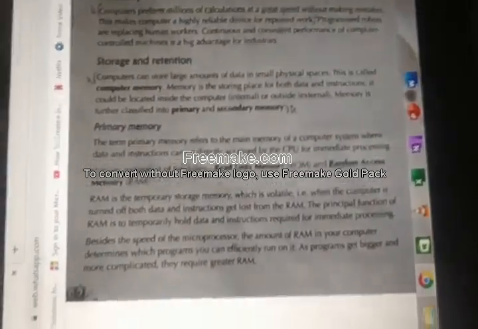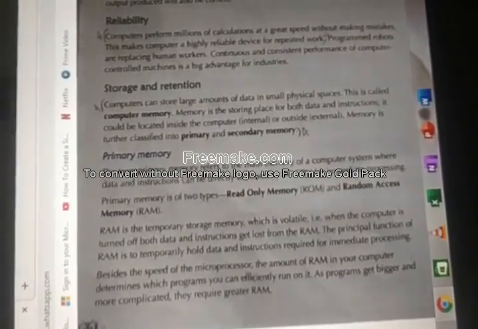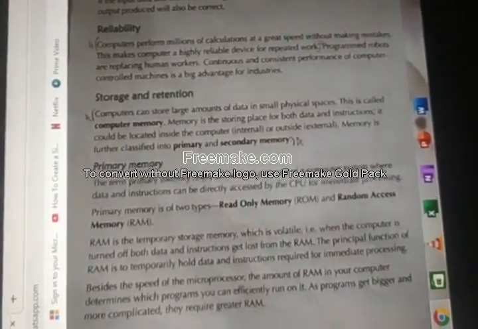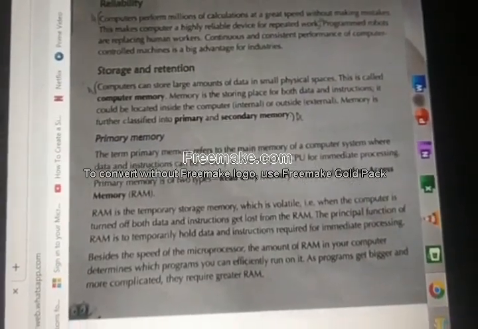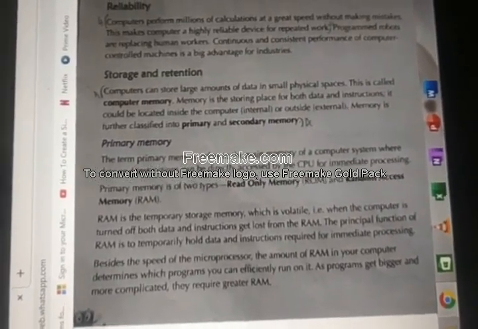It is a volatile memory. What is meant by volatile? It stores data temporarily. While you switch on and work with the computer, data are temporarily stored, and while you switch off, the data are erased. So it is called volatile.